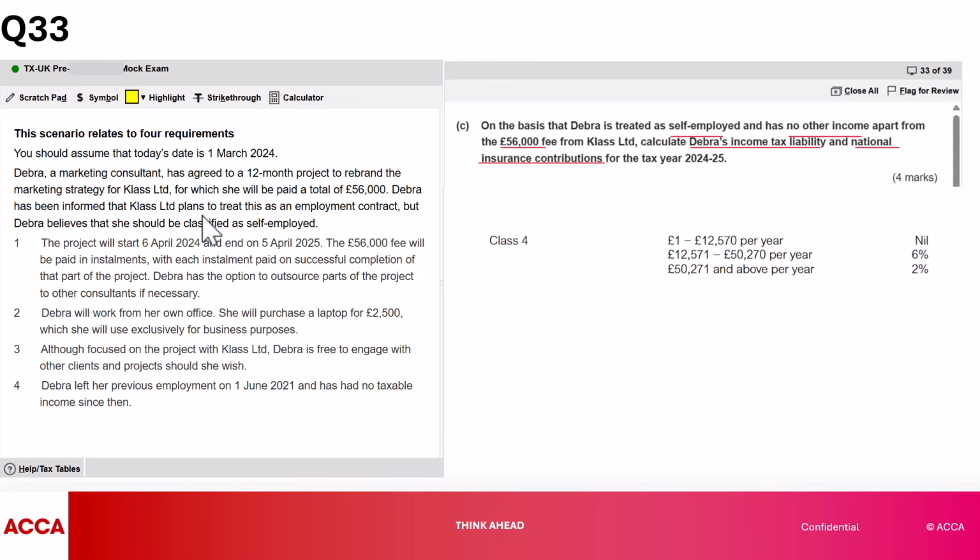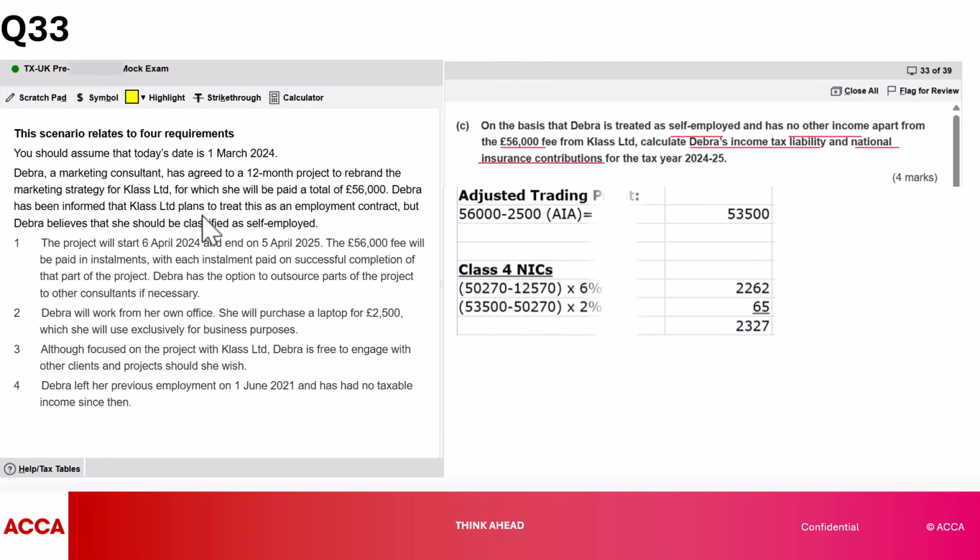So since she's self-employed, the NIC she's going to pay is Class 4. And you can see there the Class 4 rates are as you see there: 50,270 minus 12,570 times 6%, and anything in excess at 2%. So as a result of that, we first get the adjusted trading profit, which gives us 53,500, and then we compute the Class 4 NICs.